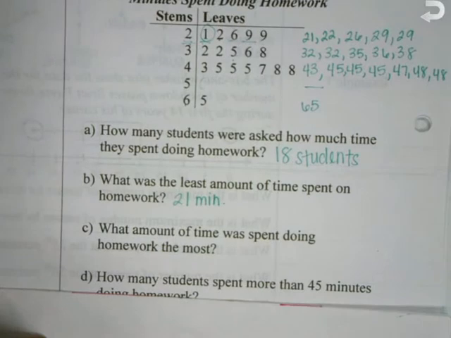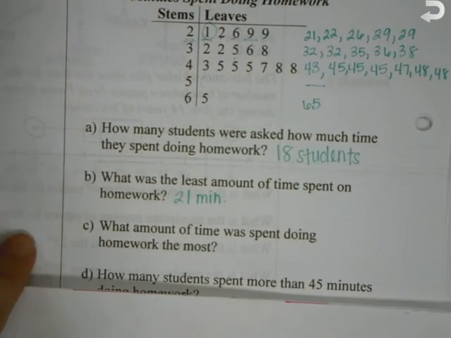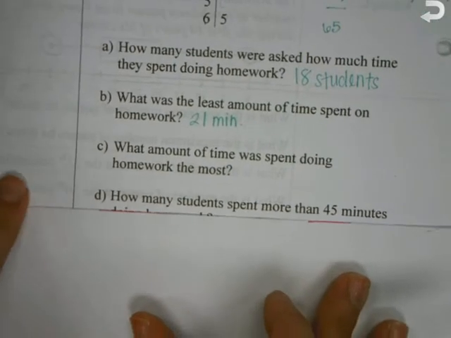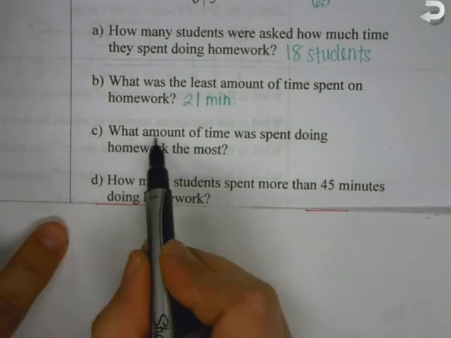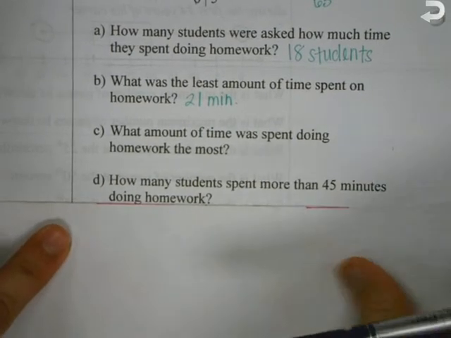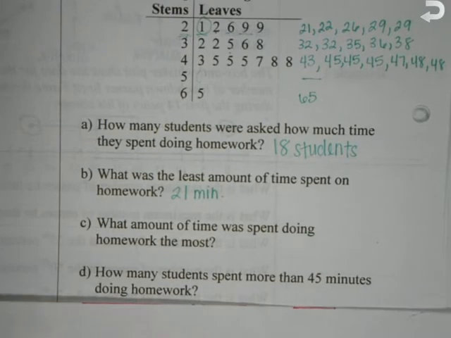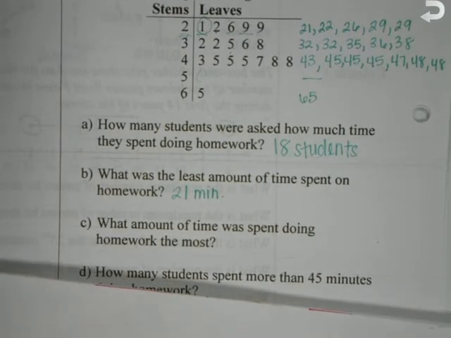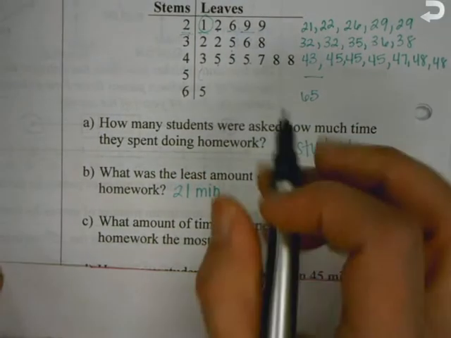Okay, now listen to this question very carefully because I don't want you to get confused. What amount of time was spent doing homework the most? Not what was the most amount of time, what amount of time was spent the most? So which number occurs the most here? 45, right? We had 1, 2, 3, 45. So 45, more people spent 45 minutes than anybody else doing homework.